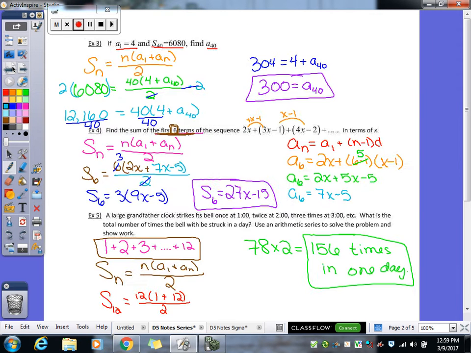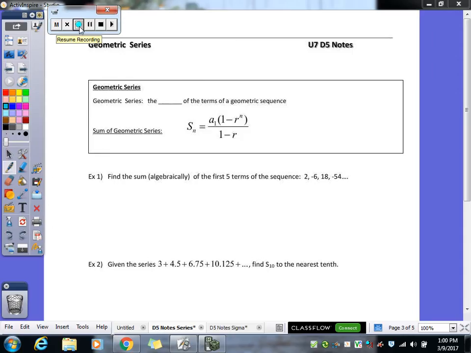So our geometric series, what do you think our geometric series will be? A series is still a sum, but this time instead of it being an arithmetic sequence you're adding up a geometric sequence. That's the only difference. So your geometric series is just a geometric sequence added all together. So there's our formula for it.